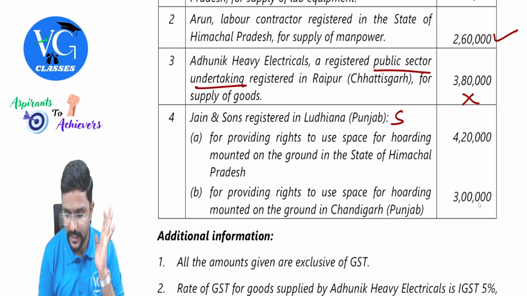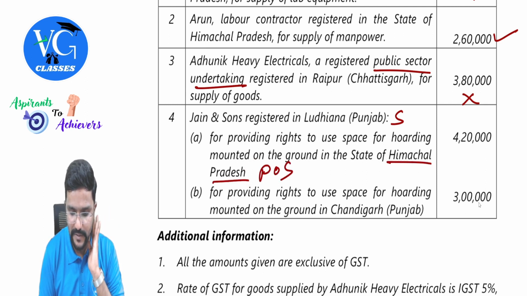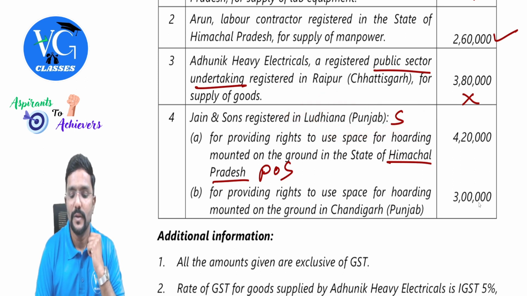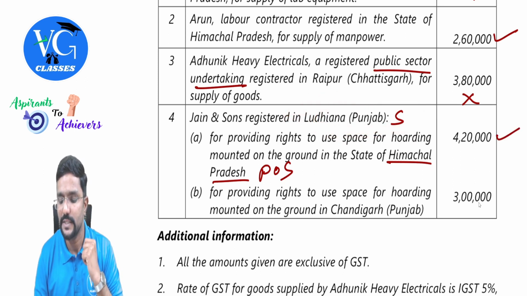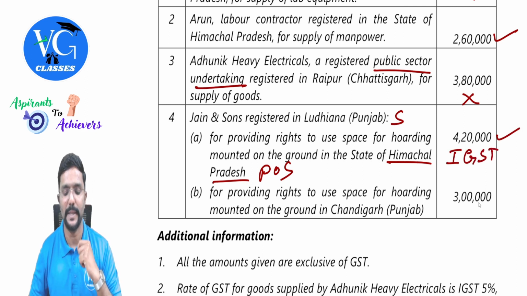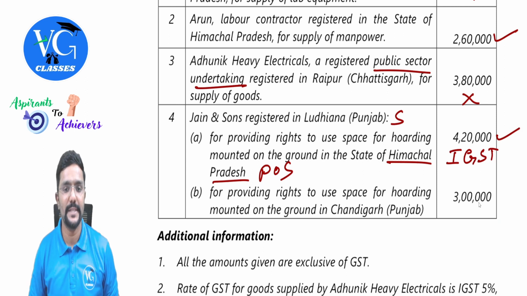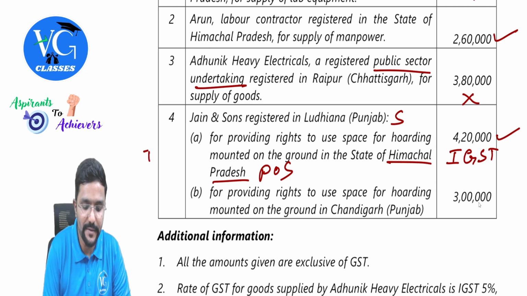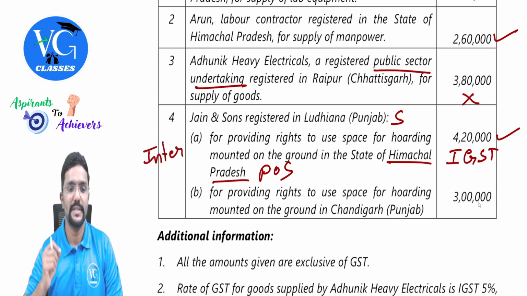Let me just underline it. Place of supply is Himachal Pradesh. Location of supplier is Punjab. So it is an interstate supply. So should TDS be deducted on this? Yes, IGST. It is an interstate supply. Location of supplier is Punjab, whereas place of supply is Himachal Pradesh. I will just write it here: interstate.